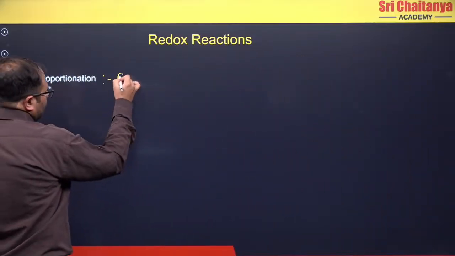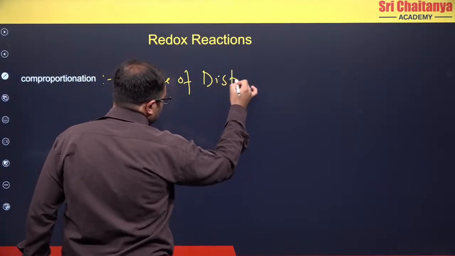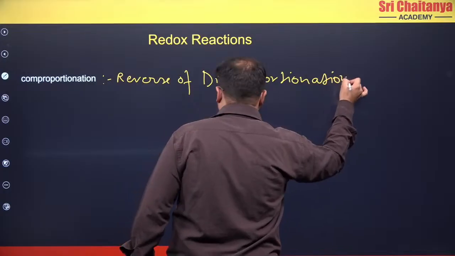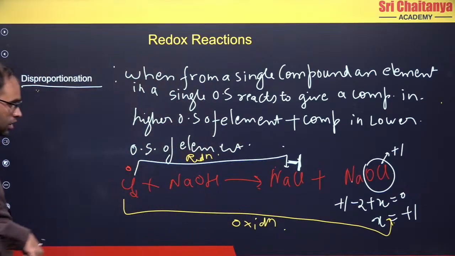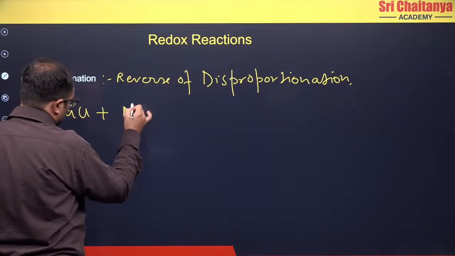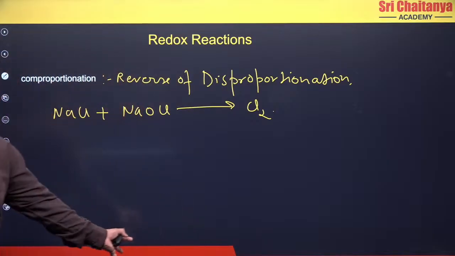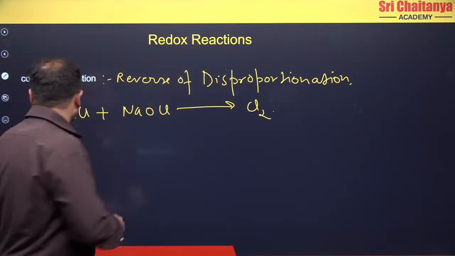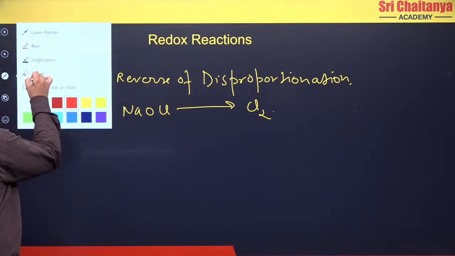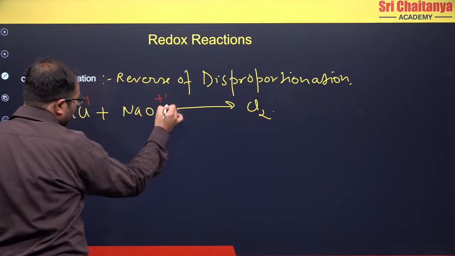Now moving on, if you have covered this, written this down, comproportionation. Nothing, it is the reverse of disproportionation. This previous reaction, write it in reverse. It's comproportionation. Where from what is going to happen? This is +1. Sorry, this is -1, +1, 0.